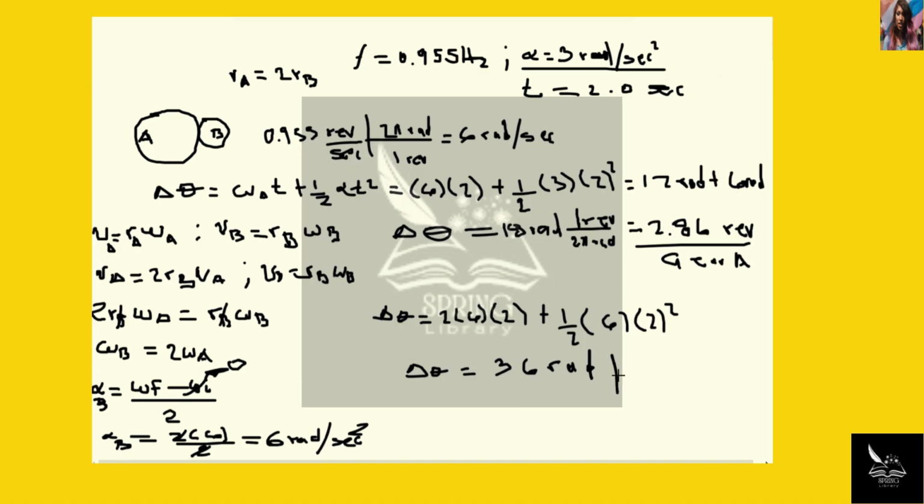And again, if we want to convert this into revolutions, 1 revolution is 2 pi radians, we find that the revolutions are 5.7 revolutions, and this is for gear B, and this is the solution for the problem.